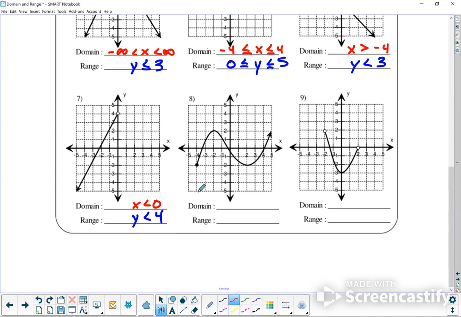Domain, see, it goes as far left as -4, and it counts that. It's going to keep going to the right. You see this arrow right here, which means it's going to keep going up and right, which means it's going to keep going right, which means that my domain is x is greater than or equal to -4.